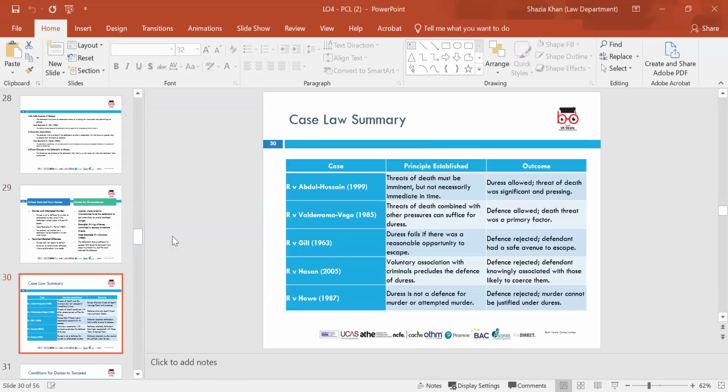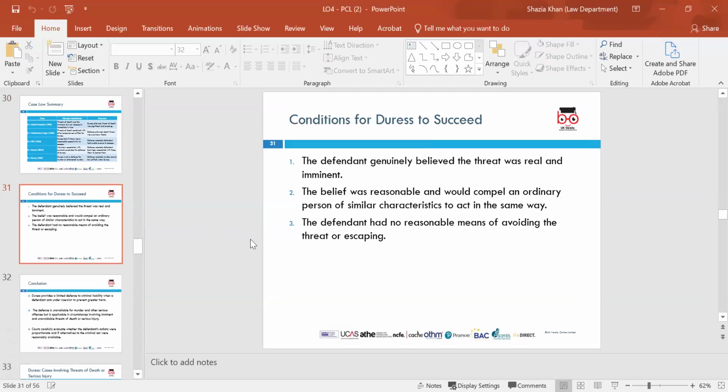The case summary table looks at the elements of the cases. It looks at whether the defendant genuinely believed that the threat was real and imminent. Conditions to succeed in duress: the belief was reasonable and would compel an ordinary person of similar characteristics to act in that way, and the defendant had no reasonable means of avoiding the threat or escaping. The law limits the nature of the threat that has been placed on the person for them to qualify as being under duress. The threat must be one of death or serious personal injury, either to the defendant or his immediate family or someone close to him.